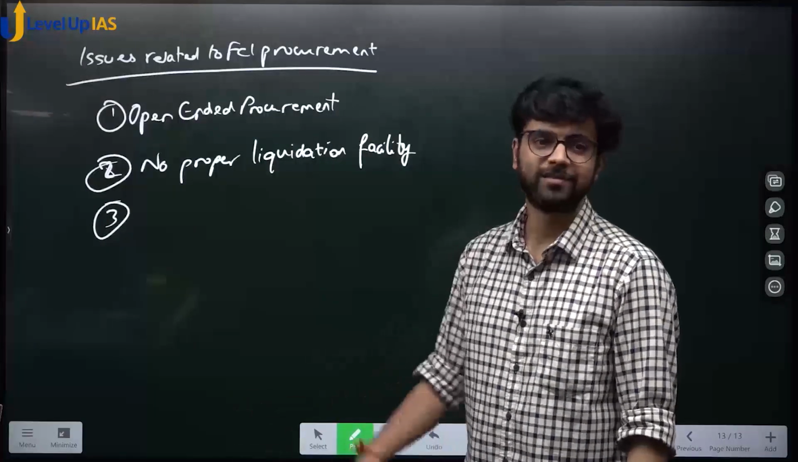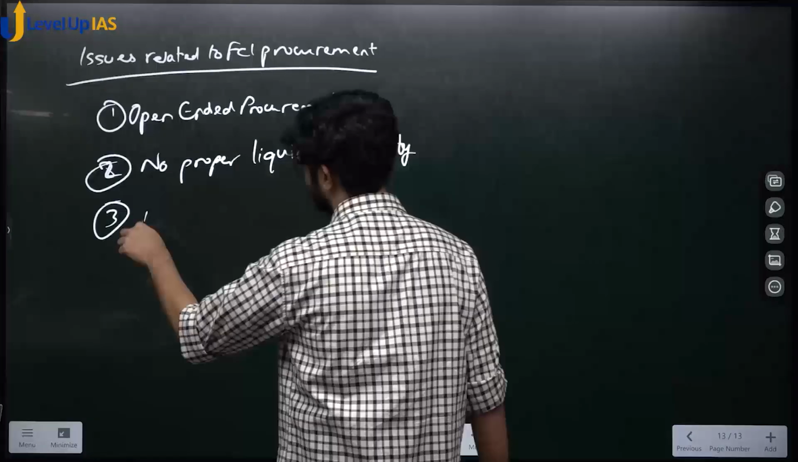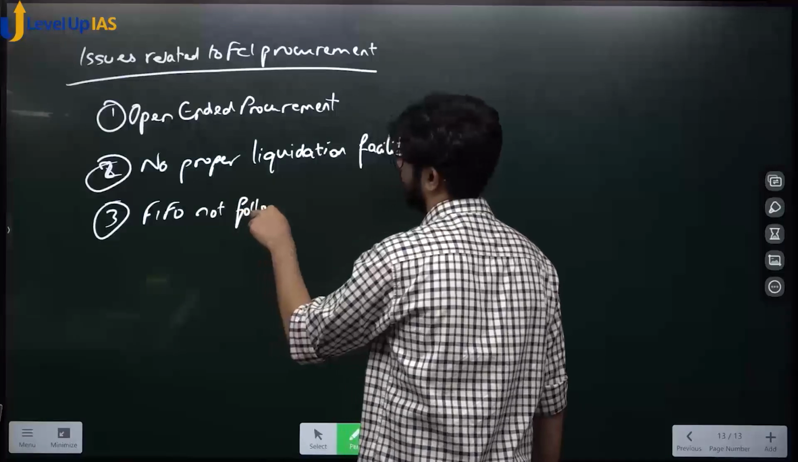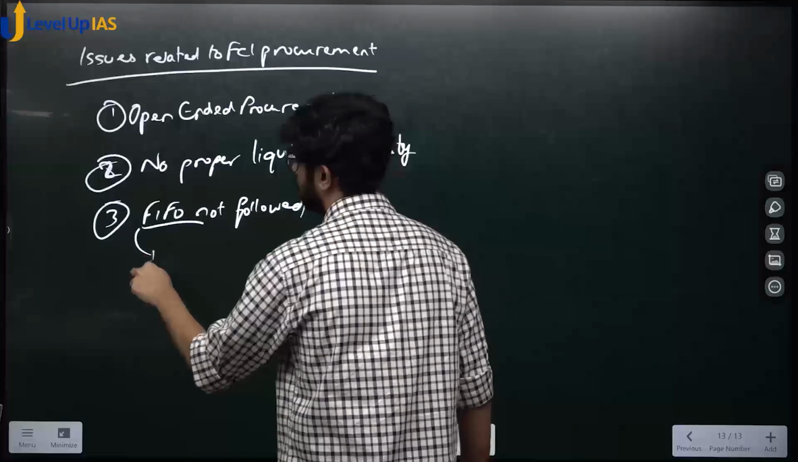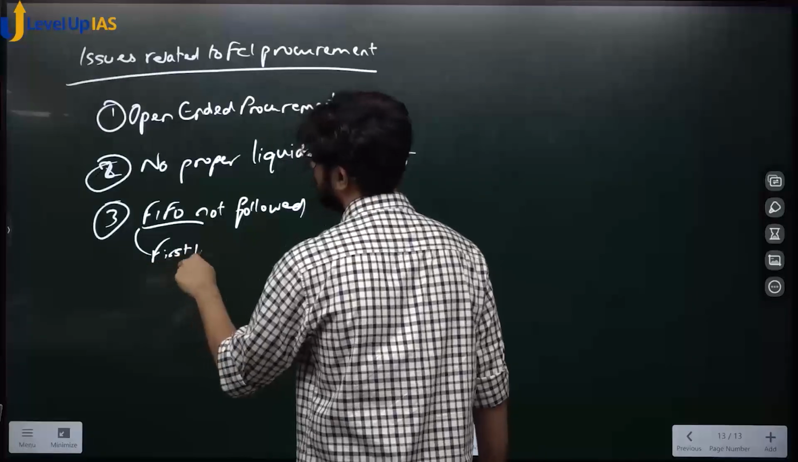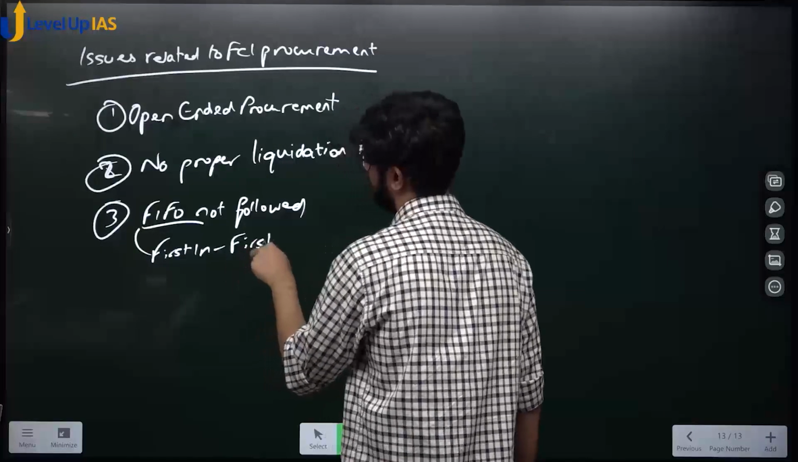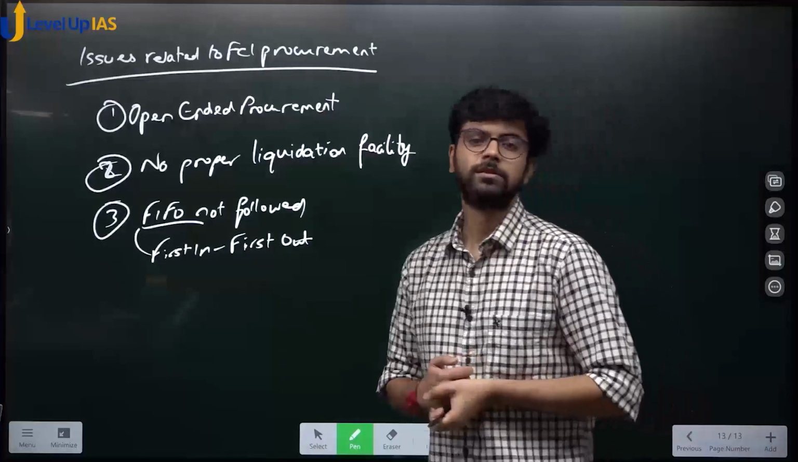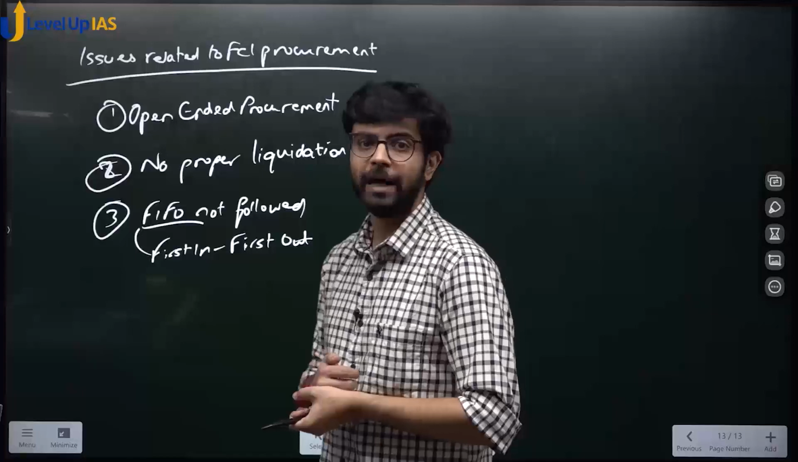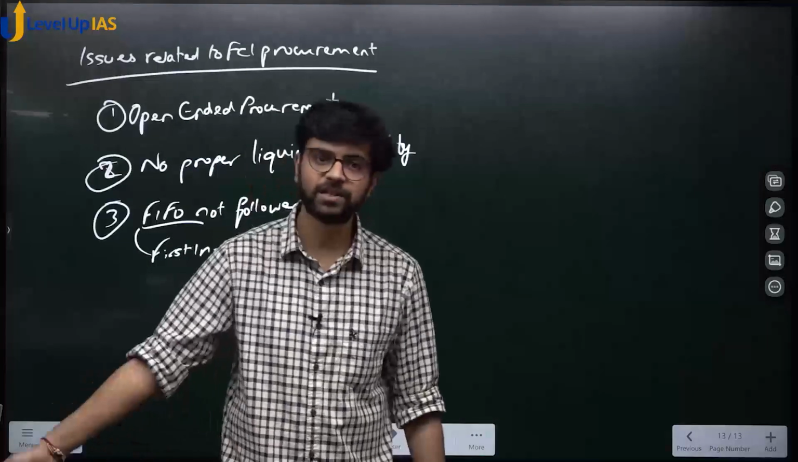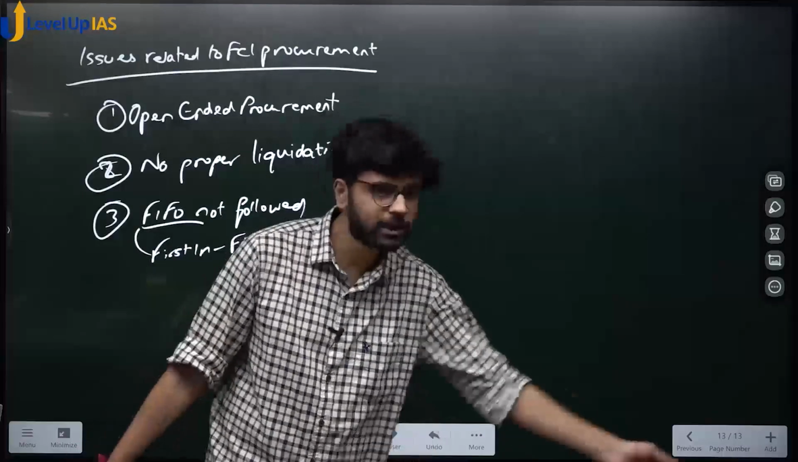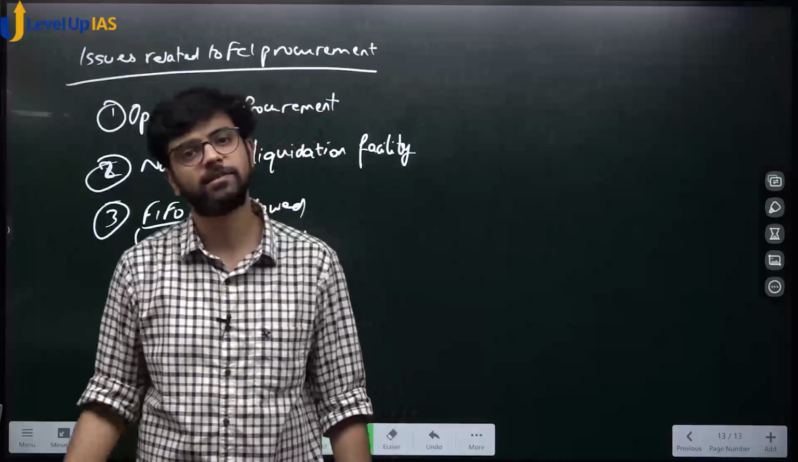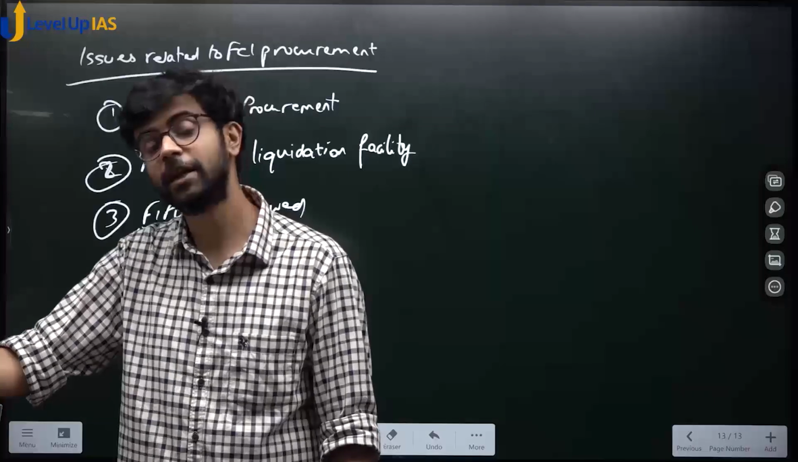FIFO not followed. What does this mean, sir? Funny. FIFO not followed. What is FIFO? First in, first out. I hope you know FIFO. Not followed means the goods which FCI procured 2 months ago should be released first, right? But they are releasing goods which were procured yesterday. So the 2-month-old stock will keep sitting, and that will ultimately get damaged. That will ultimately deteriorate. That will ultimately lead to loss.